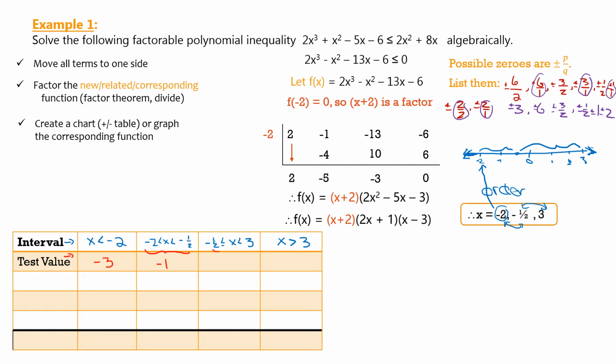Anytime you have one end that's a negative and one end that's a positive like this, you want to pick 0. That's really easy to sub in. Pick a number that's greater than 3, pick 4 or 5 or 6, doesn't matter. Those are our test values.